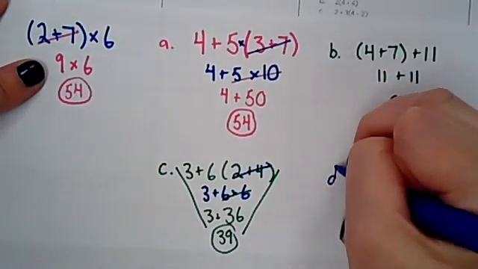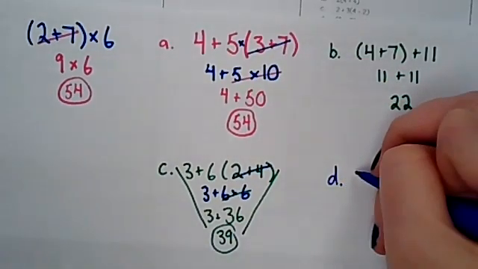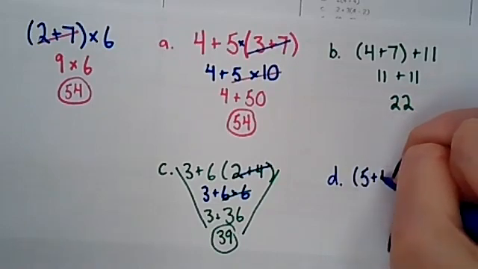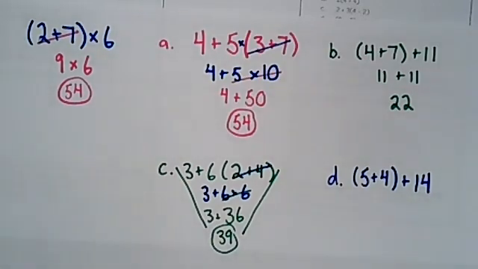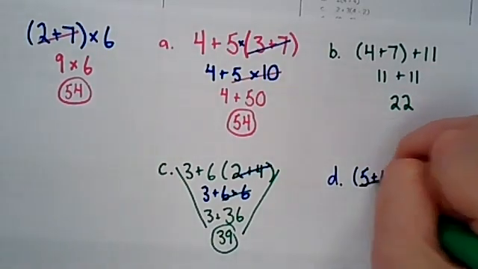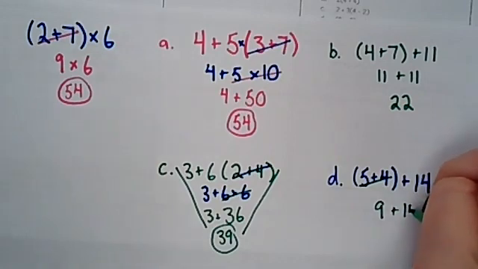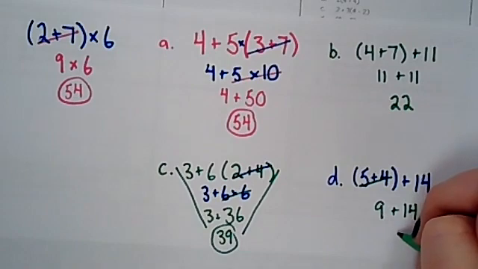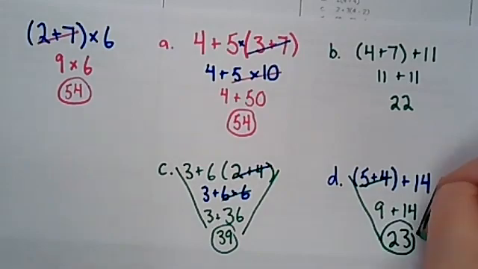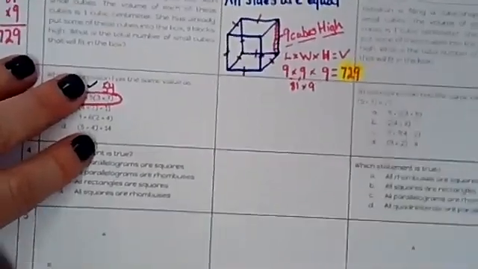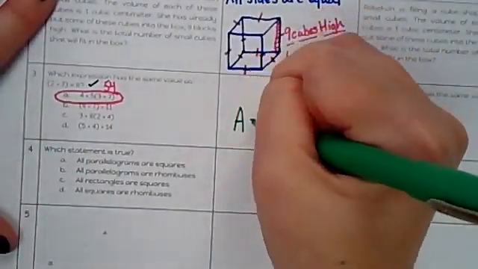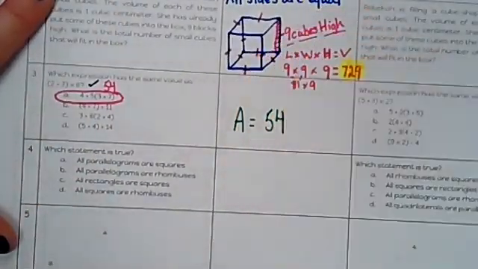And the last one is going to be D. D is 5 plus 4 in parentheses plus 14. All right, do the parentheses first. 5 plus 4 is 9 plus 14. 9 plus 14 is, I'm going to say, 23. And you've done it pizza to garlic sauce. All right, so you know your answer is A. So we're going to come over here and we're going to write A equals 54 because we're geniuses.